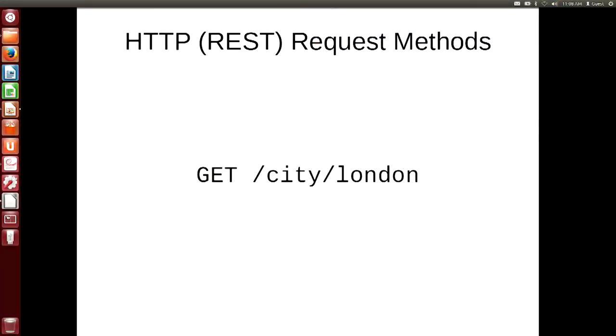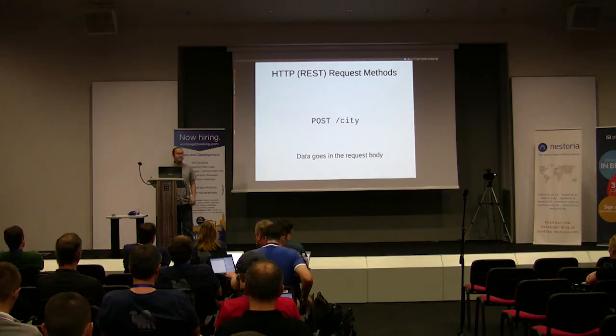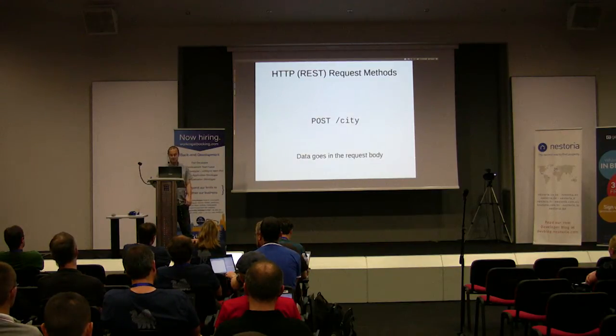So, for example, let's imagine we've got a web service that provides information about cities, and we want to fetch some information about a city. GET brings us that data. GET requests shouldn't change anything, so no state changes, nothing on the server changes. If you're changing stuff, don't use GET. POST creates a new thing. So let's say we want to add a new city to our database of cities. The data for that goes in the request body, and that's an example of creating a new resource.